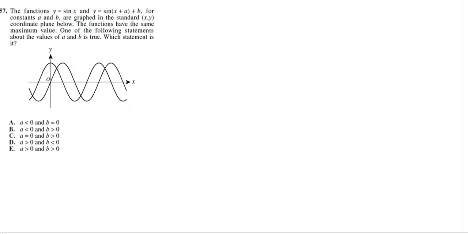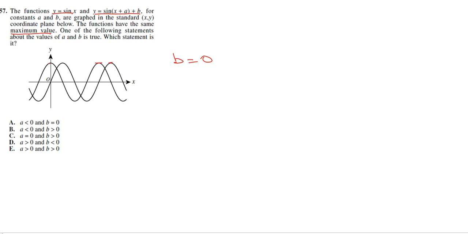In the second question here, 57, we have the functions y equal to sine x and y equal to sine x plus a plus b for constants a and b. So we're starting with sine x, and this is most likely a transformed equation here. The graph is in the standard xy coordinate plane. The functions have the same maximum value. So there you already have a hint on what b is going to be. Because the functions have the same maximum value, that means that we have these right here are exactly the same. So we can automatically say that b is equal to 0.